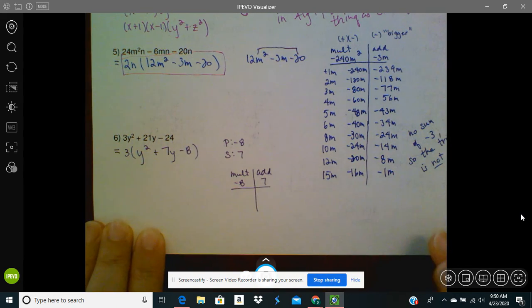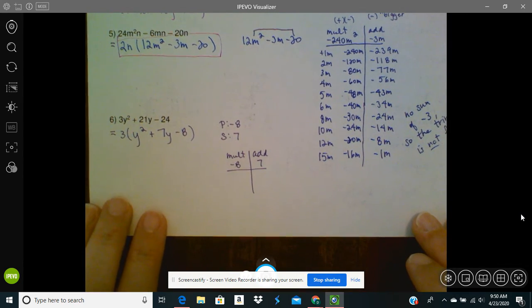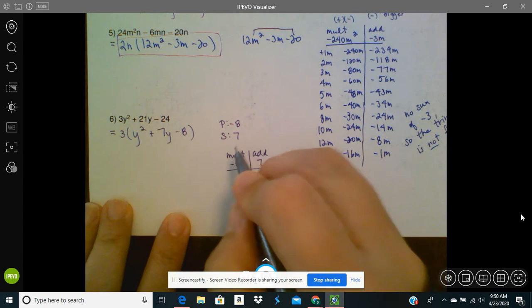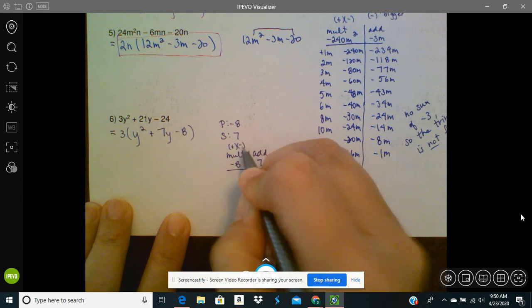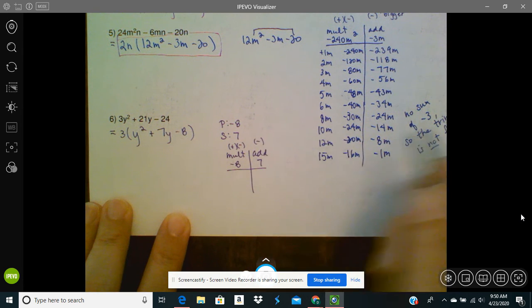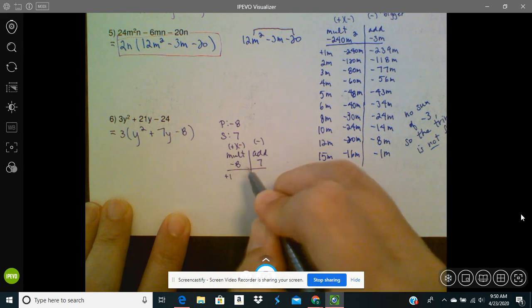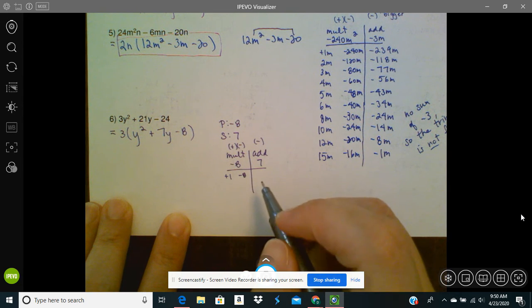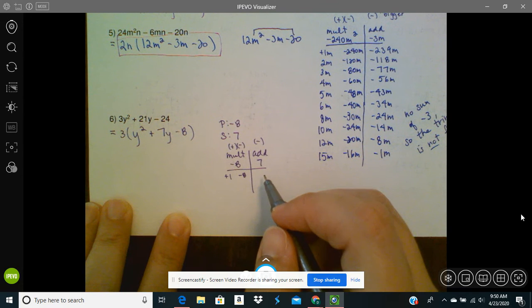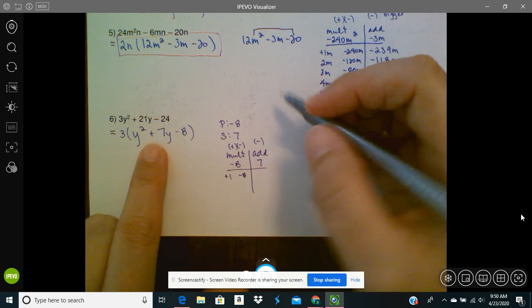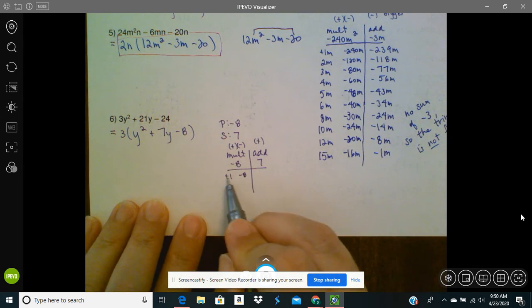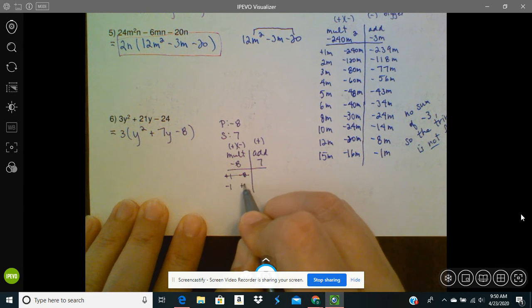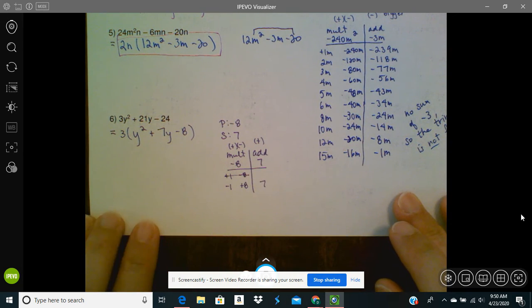We need to add to 7 because the signs are, I'm not on my game today. Signs are throwing me off. These need to be opposites, and the bigger number has to be negative. So let's do positive 1, negative 8. The bigger number, whoa, positive. Bigger number has to be 7, so that doesn't work. So let's try negative 1, positive 8. That's where we do get 7.